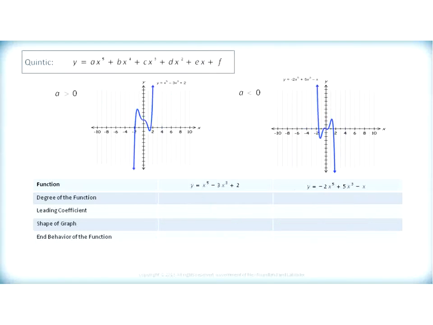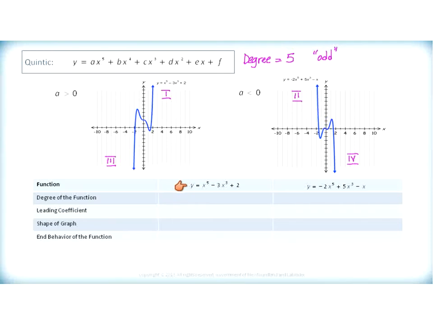And finally, we have the quintic function, which is of the form y equals ax to the power of 5 plus bx to the 4 plus cx cubed plus dx squared plus ex plus f. The highest power of x is 5, so we say that the quintic polynomial is of degree 5, which is of odd degree. Note that when a is greater than 0, the graph extends up into quadrant 1 and down into quadrant 3. When a is less than 0, the graph extends up into quadrant 2 and down into quadrant 4. Let's look at the two examples more closely.